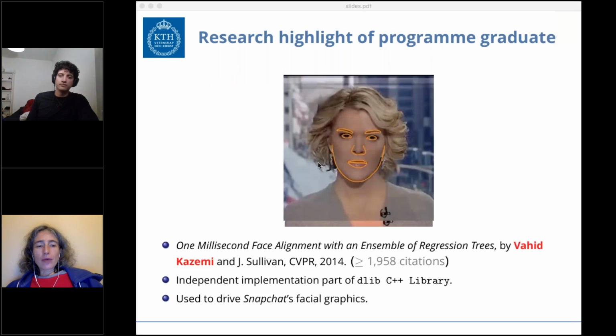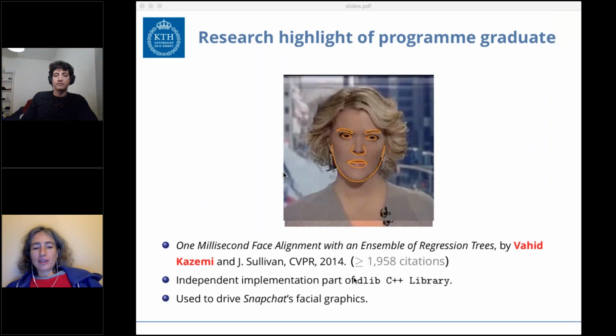Okay. And also, I thought it would be interesting to show the highlights of what graduates of the program have been up to. This paper here is by one of my PhD students, who is a graduate of the program. He wrote "One Millisecond Face Alignment with an Ensemble of Regression Trees". The task is to localize or predict where lots of facial landmarks are in an image, and he came up with a method that was very accurate but also very quick.